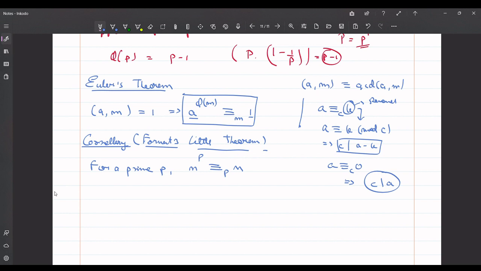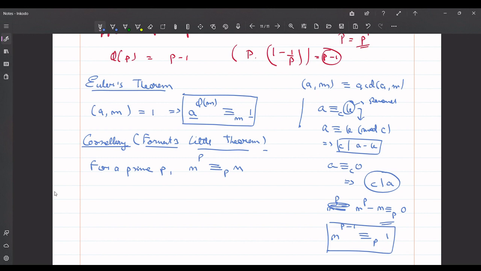Okay. You might find one more representation of this. This has various representations once you get this in books. n to the power p minus n is congruent to 0 mod p. This is one of the representations you will get. One more representation you get is n to the power p minus 1 is congruent to 1 mod p. This is also a sort of representation you get.